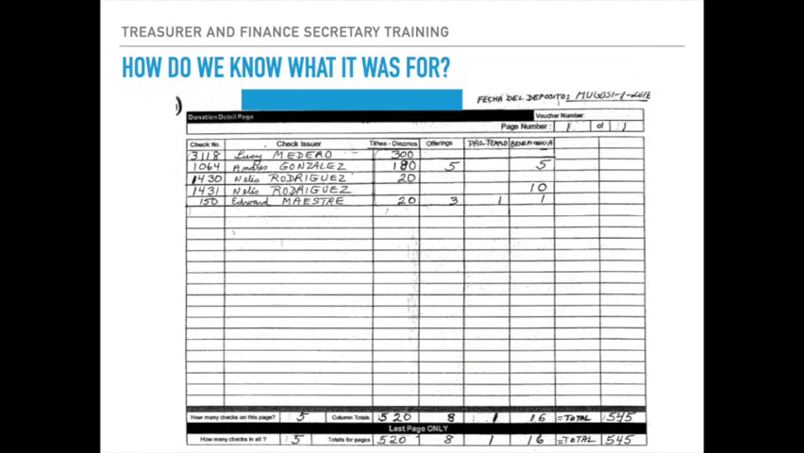How do we know what it was for? This supplementary form allows us to detail what checks or what envelope gave what for what purpose. This allows us to document who is giving what for what, and it allows us to use this information to enhance our deposit form.